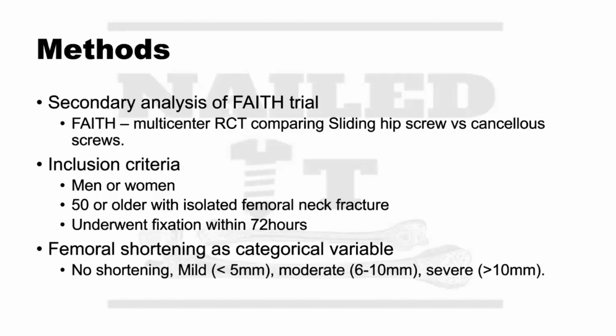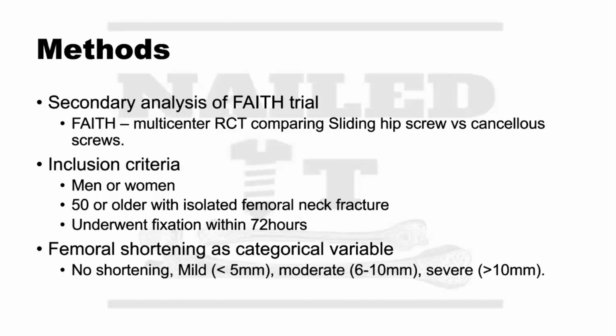And looking at femoral neck shortening, they broke it down into different categorical variables. So no shortening, mild shortening, which was defined as less than 5 millimeters, moderate 6 to 10 millimeters, and severe greater than 10 millimeters. And how they measured the shortening is quite interesting, actually.